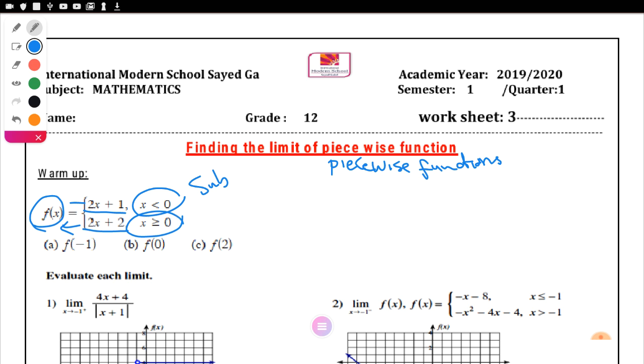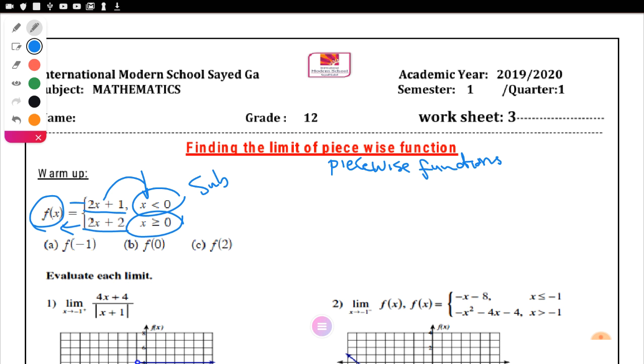That is subdomain. It means when we would like to find the value of the function and the value of x here is negative, so I have to use this rule, x less than 0, to substitute in this sub-function, this one. Okay, if the value of x less than 0 or negative by any way, okay?